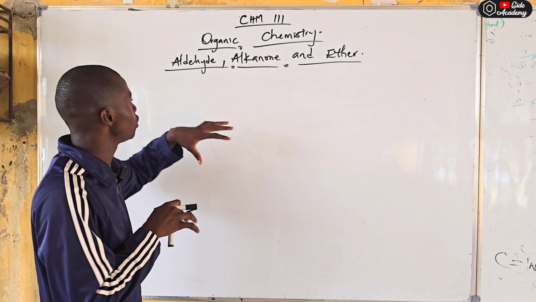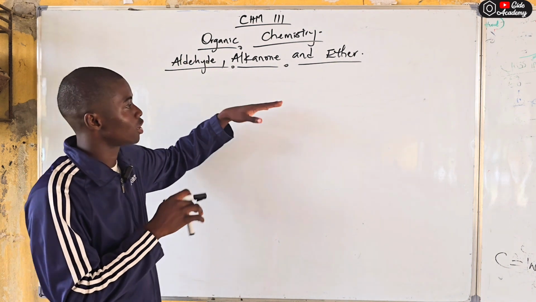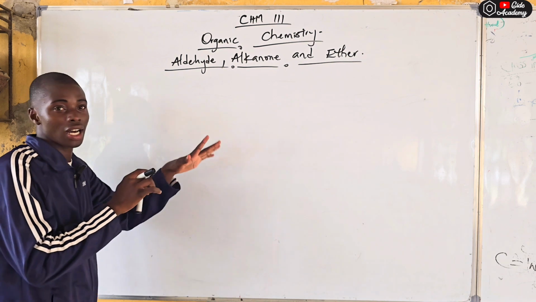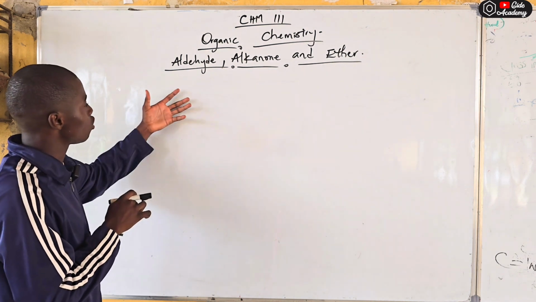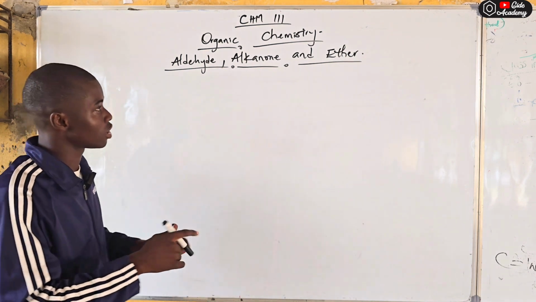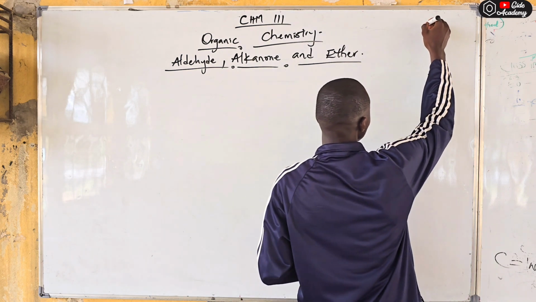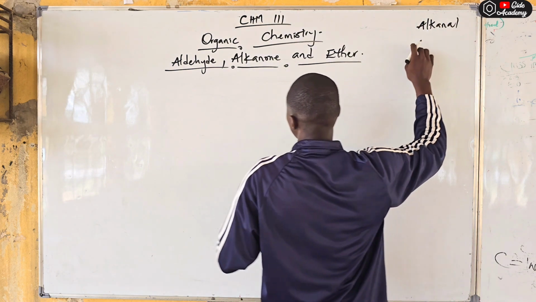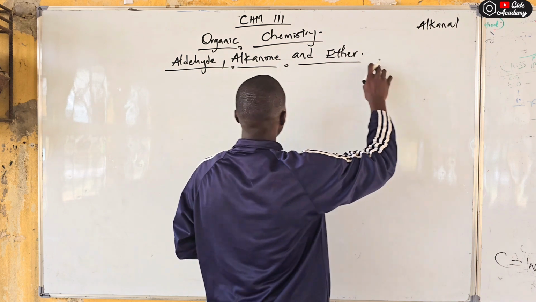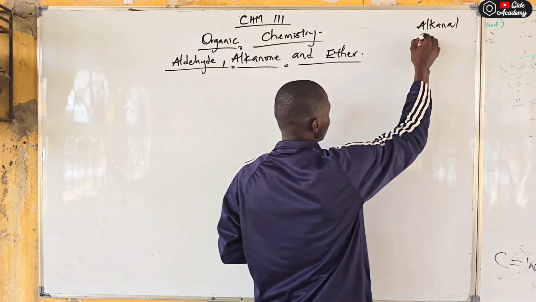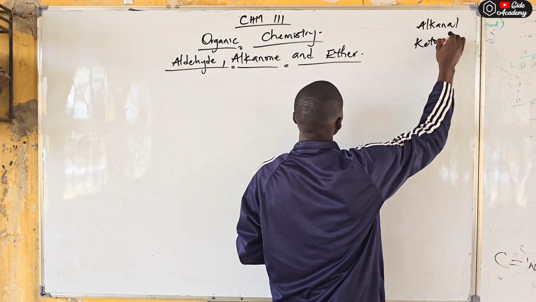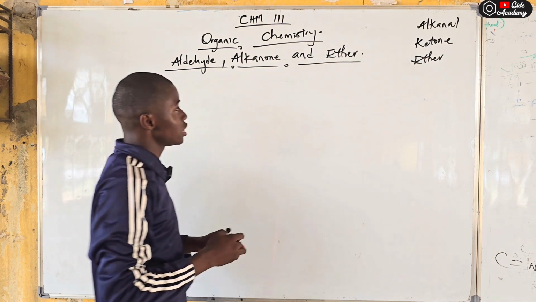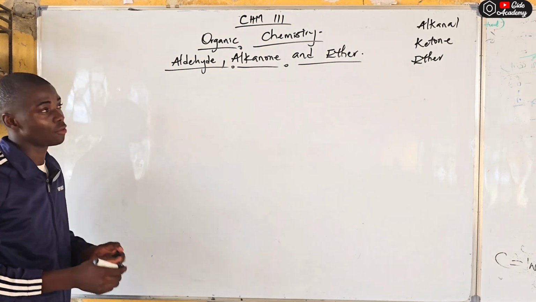And in this particular video, we'll be dealing with aldehyde, alkanone, and ether. I repeat, aldehyde, alkanone, and ether. The first thing that will come to our mind is, what is an aldehyde? Please take note. An aldehyde is also known as alkanal. So you can either call them aldehyde or you call them alkanal. Alkanone is also known as what? Ketone. Ether remains the same. It is called ether. Then the next thing that we should be looking at is their functional group.